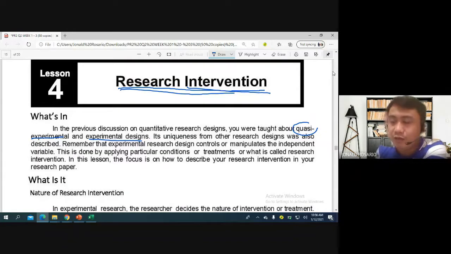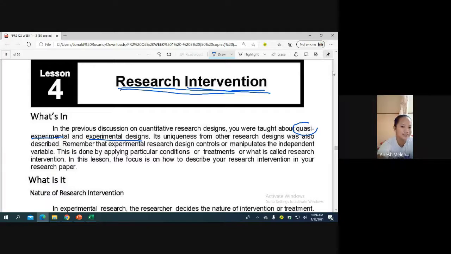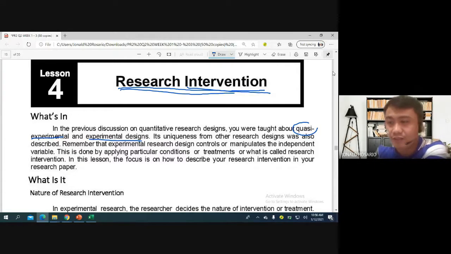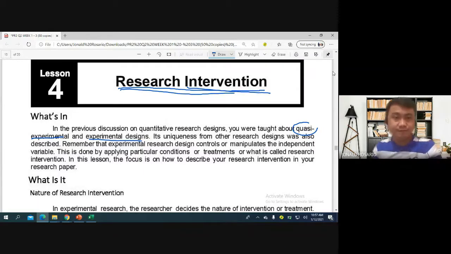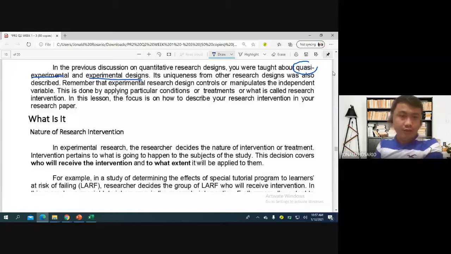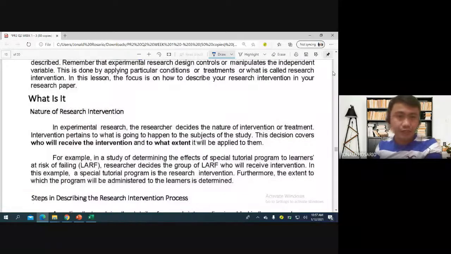Ano sa tingin nyo yung sa inyo? Kailangan ba? Hindi, sir. Wala kayong intervention kasi correlational. Okay, so yon. So nature of research intervention.